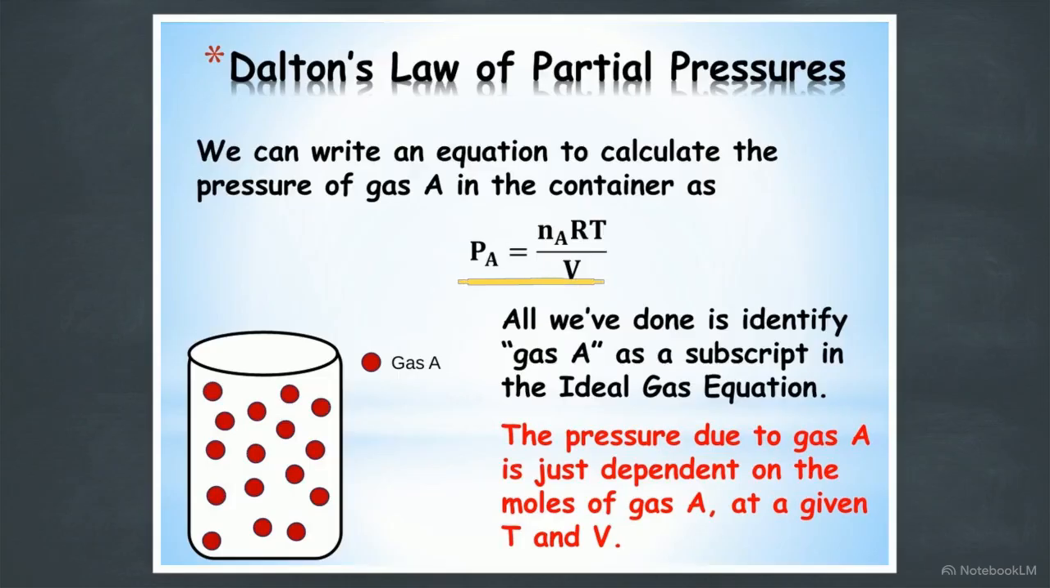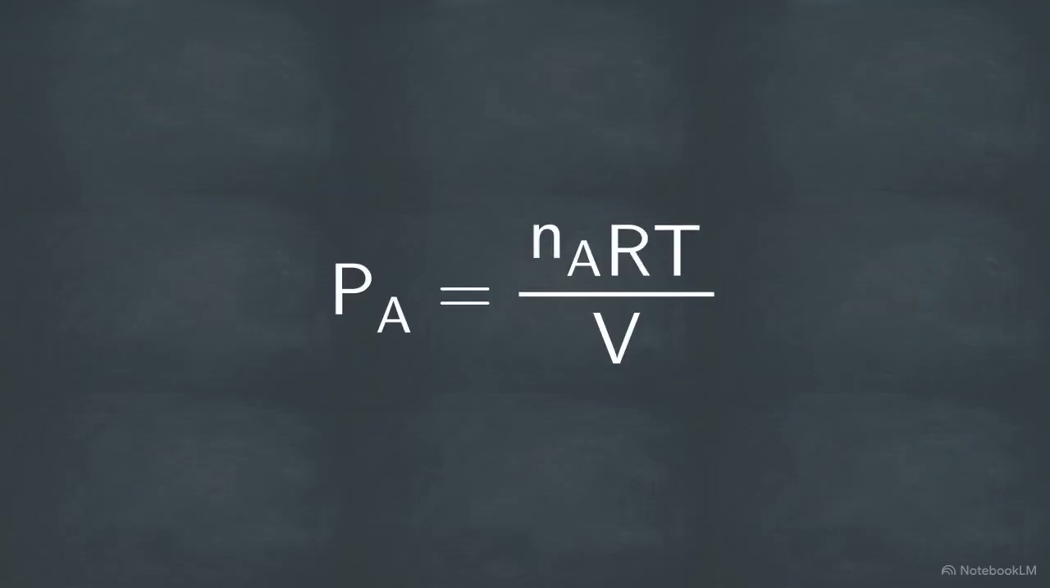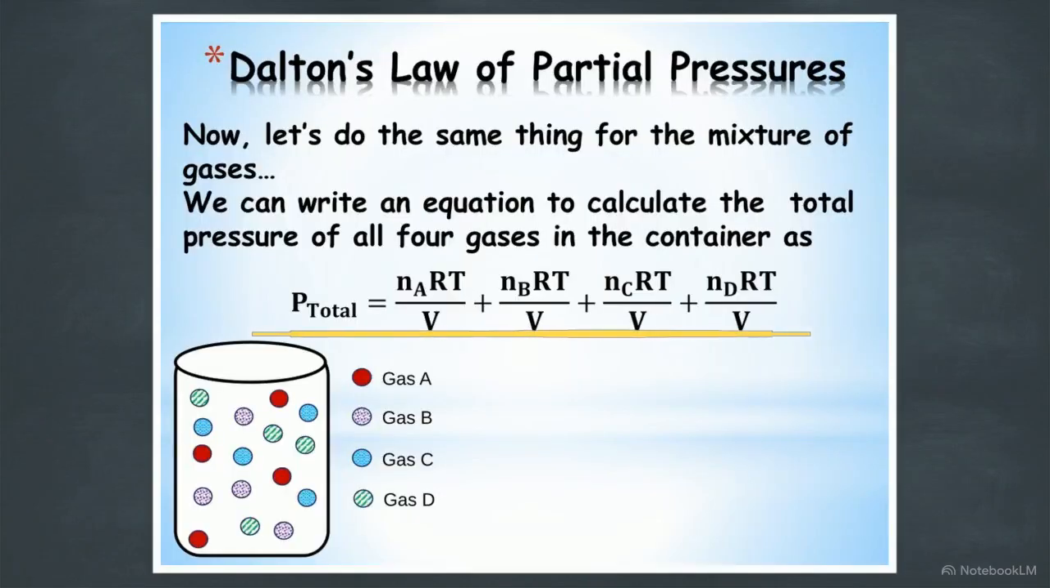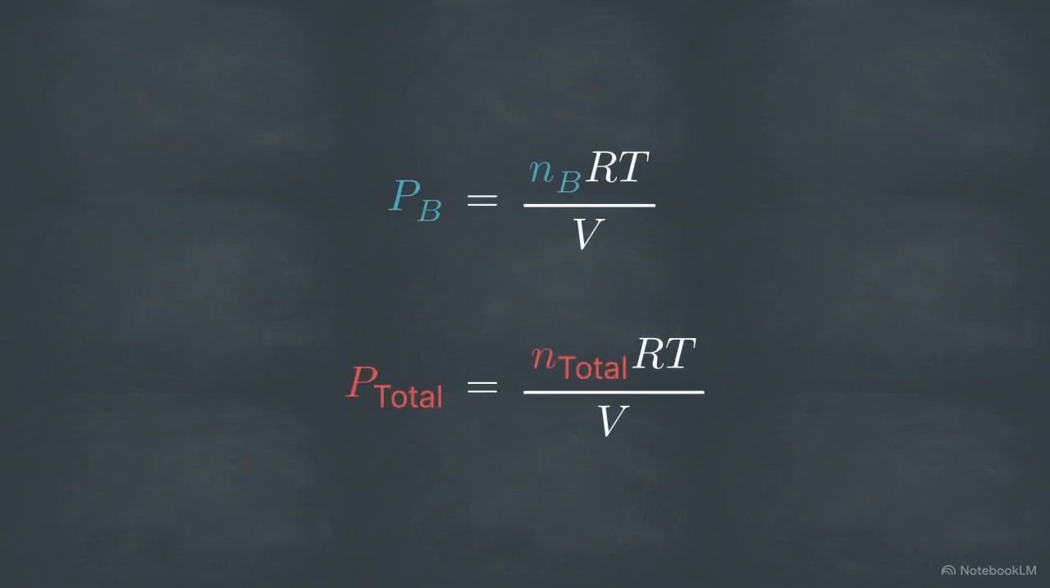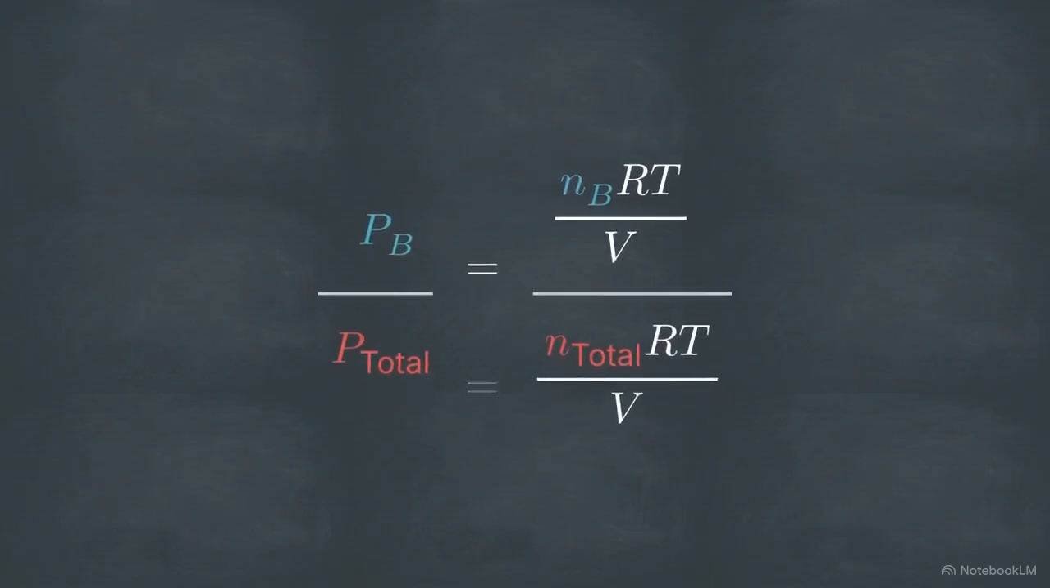We begin by writing the ideal gas law to isolate the pressure of just our original gas A. The pressure contribution of gas A depends strictly on its specific mole count, or N sub A. For the mixed container, the total pressure is simply the sum of the individual equations for all 4 gases. To find the exact ratio of one component's pressure compared to the total pressure, we divide the 2 equations. Here, we are dividing the partial pressure of gas B by the total pressure of the system.